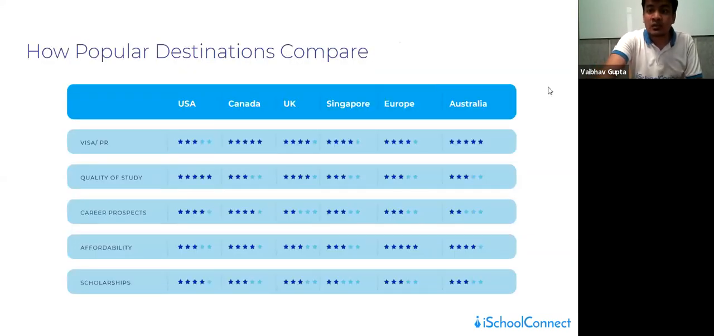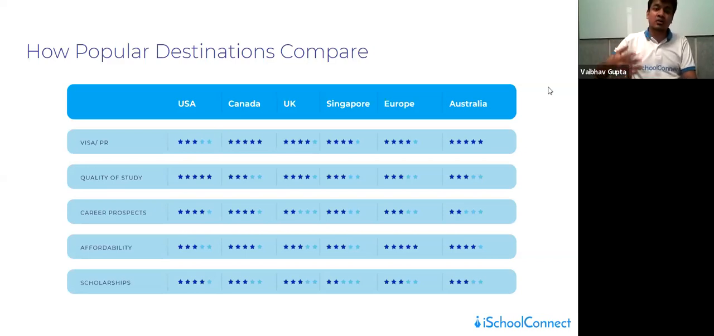Okay, people ask me this question, that if I have to select a destination, which country it should be. So what we did was we created this fabulous table wherein we compared several countries on 5 parameters. These 5 parameters are visa, quality of study, career prospects, affordability, and scholarship. These 5 parameters are very important to all Indians who want to pursue education.